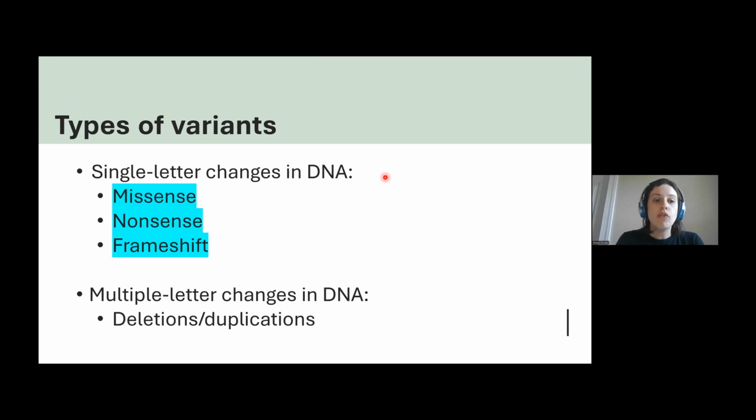So I'm going to go over 3 types of variants today. And all of the variants that I'm going to talk about are single letter changes in DNA. There are also multiple letter changes in DNA that are sometimes called deletions or duplications. But I'm going to focus on these 3 since we have a lot of patients in the registry who have these types of variants.